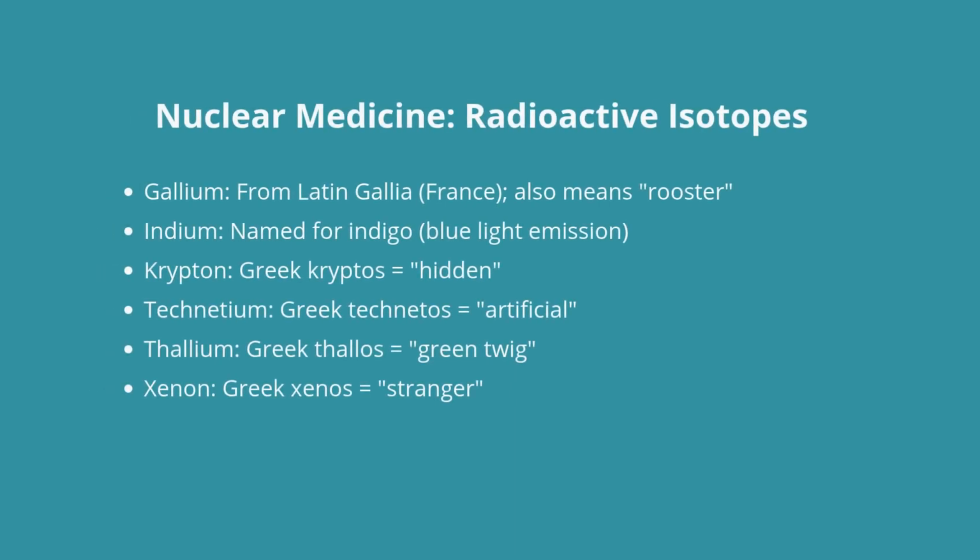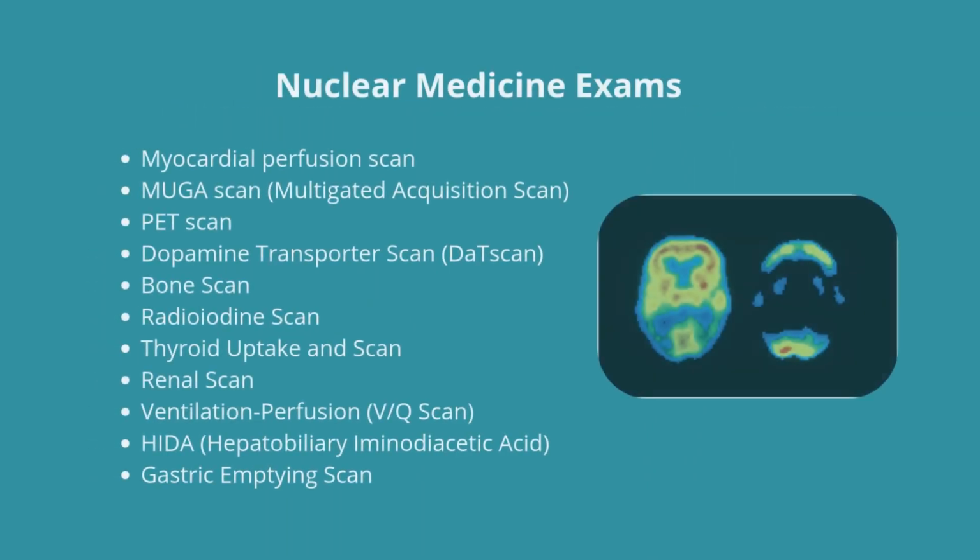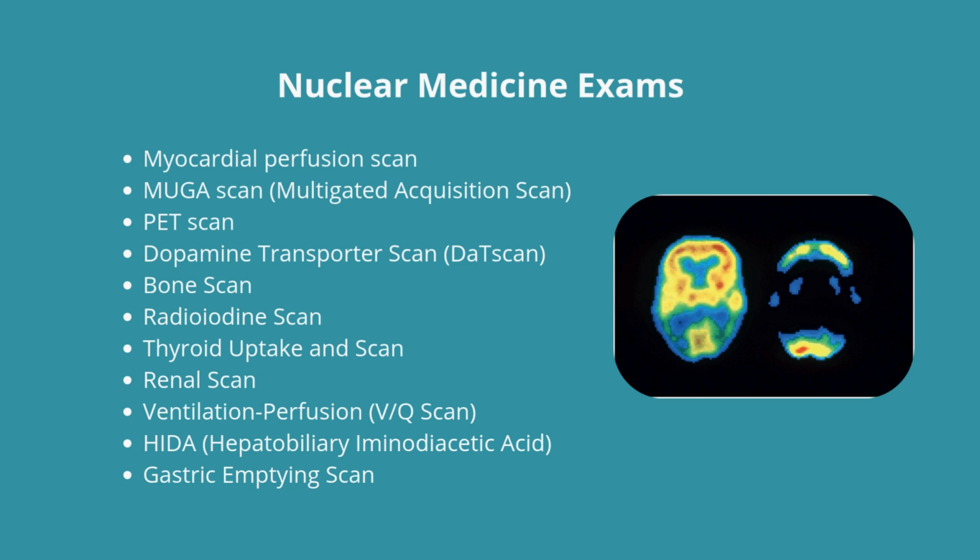When we move into nuclear medicine and imaging with tracers, things get even more interesting linguistically. Many of the elements that are used are radioactive isotopes with names rooted in Latin or Greek, such as gallium, indium, krypton, technetium, thallium, and xenon. Examples of common nuclear medicine exams include the myocardial perfusion scan, MUGA, PET scan, DAT scan, bone scan, radioiodine scan, thyroid uptake and scan, renal scan, ventilation perfusion, a HIDA, and a gastric emptying scan.